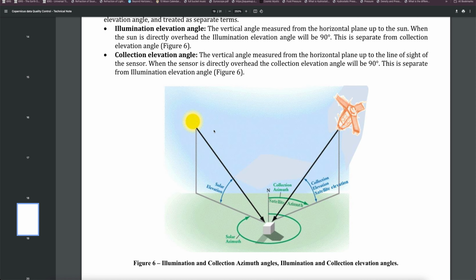What they're saying is that if the sun is directly overhead, or the sensor of this same satellite is directly overhead, then your angle to it is 90 degrees, straight above your head, basically.